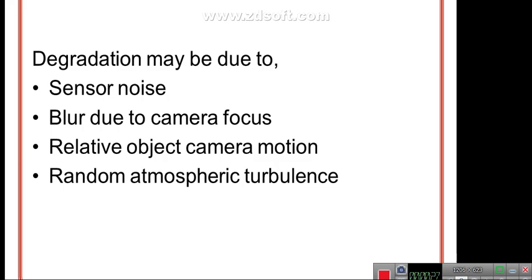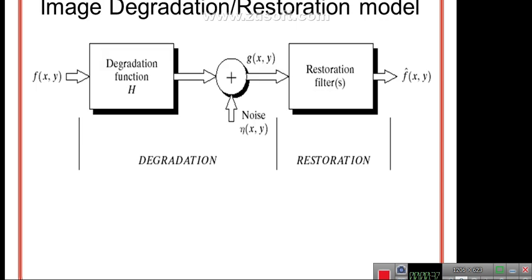Actually, the image is degraded by sensor noise, blur due to camera focus, relative object-camera motion, and random atmospheric turbulence. This is the basic block diagram of the image degradation and restoration model. f of x comma y is acted on by the degradation function h. After degradation, the image is added with noise. So g of x comma y is equal to the degradation function applied with additional noise, e of x comma y. The degraded image is given to the restoration filter.